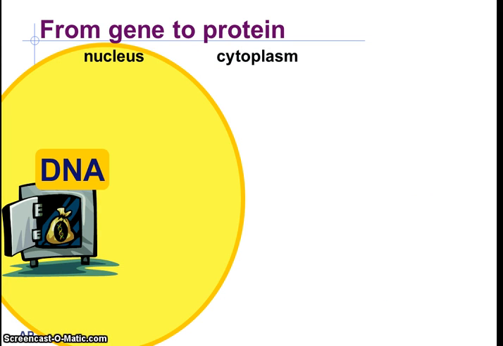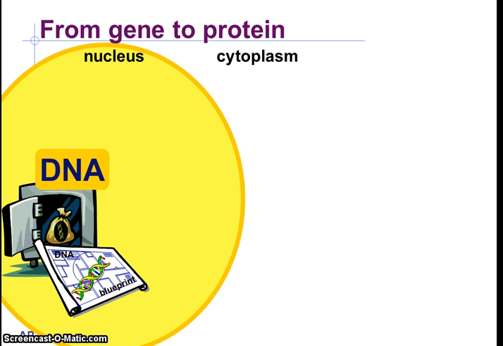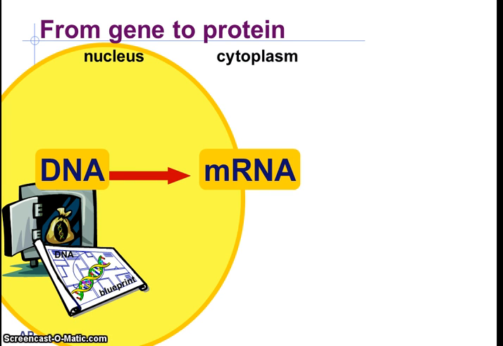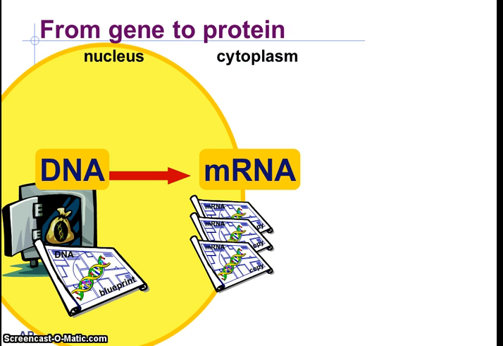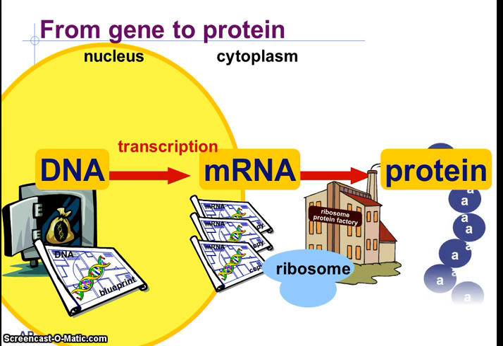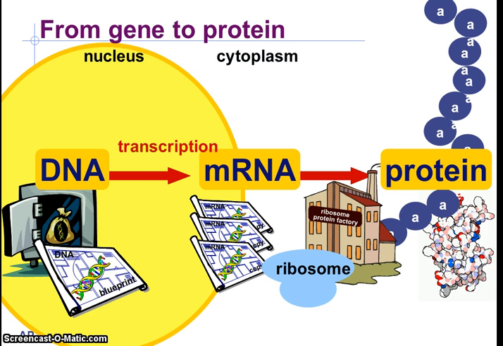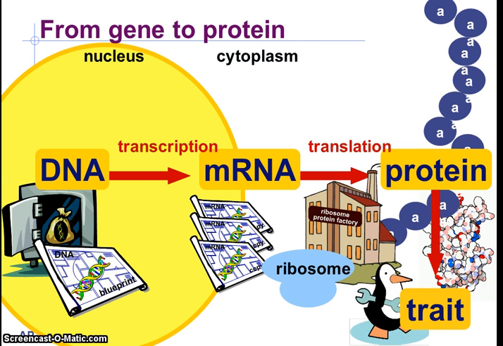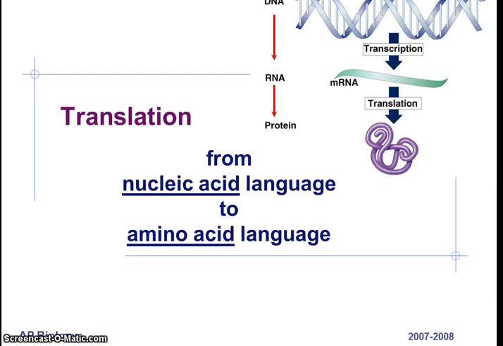So, in all, we again have DNA. It's a blueprint made into mRNA. That was transcription, the piece we've talked about. We're going to talk about how that mRNA is then made into a protein. It's called translation, and ultimately into a trait. So, translation is nucleic acid language to amino acid language.